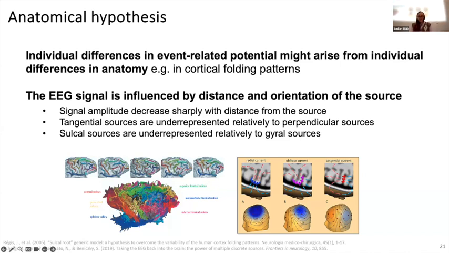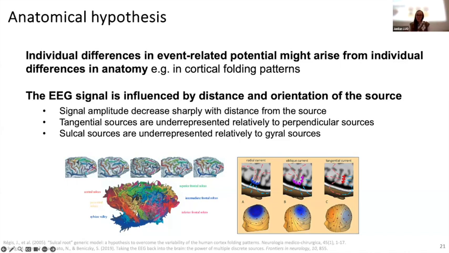So a bit more precisely, the further away from a source you are, the weaker the signal will be. For example, if the source is at the bottom of a sulcus, it will be much weaker than if you are at the top of a gyrus. Additionally, signals that are perpendicular to the scalp are much stronger than signals that are parallel to the scalp, like for example in the wall of a sulcus. So, okay, this is my hypothesis.